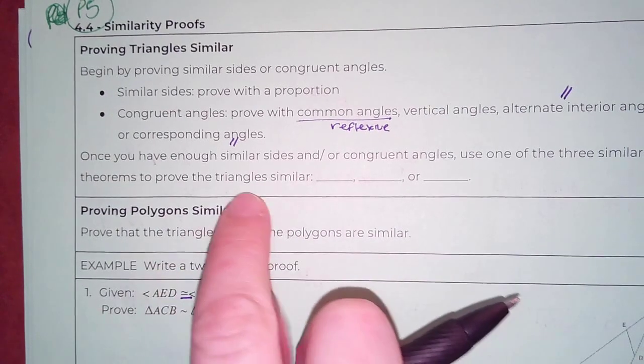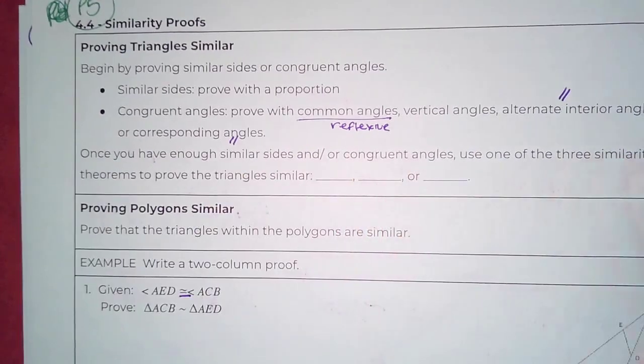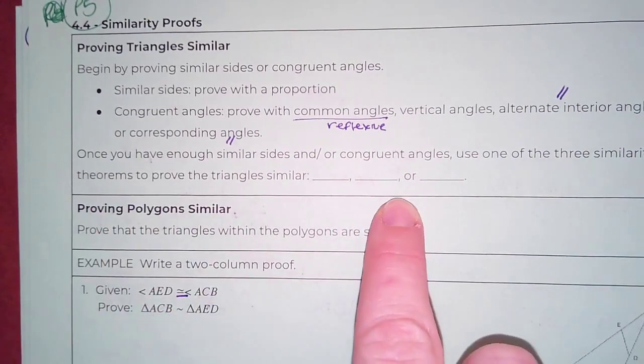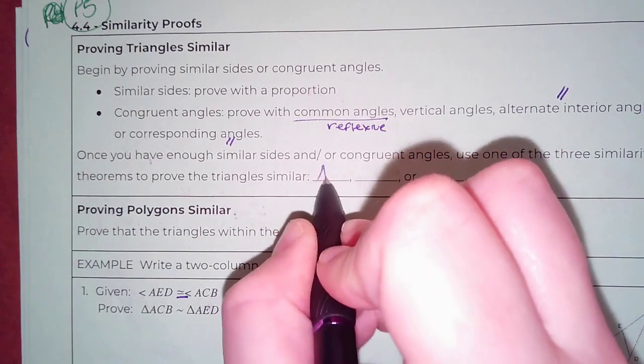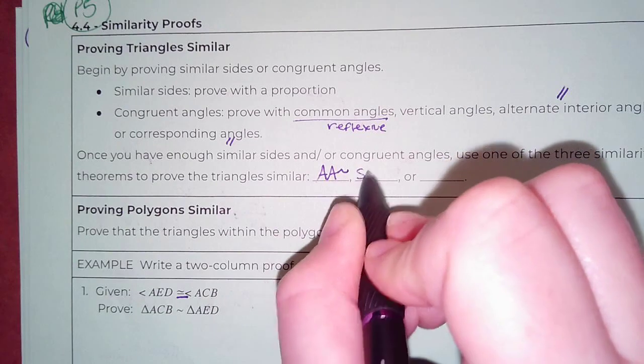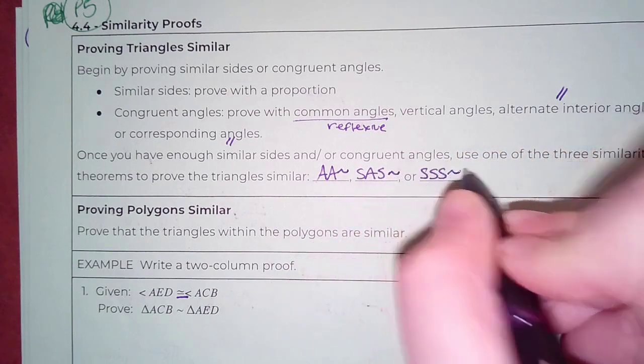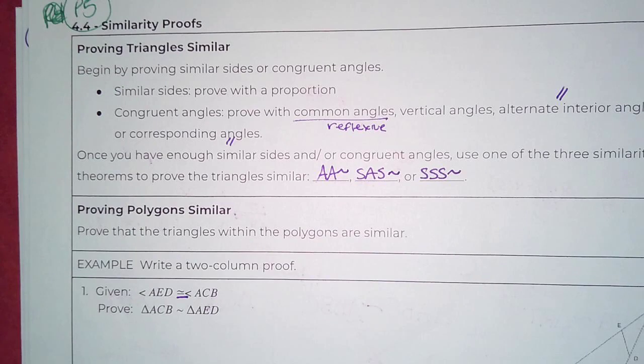So once you have enough similar sides, proportional sides, or congruent angles, use one of the three similarity theorems to prove the triangles similar, such as angle-angle similarity, side-angle-side similarity, or side-side-side similarity.